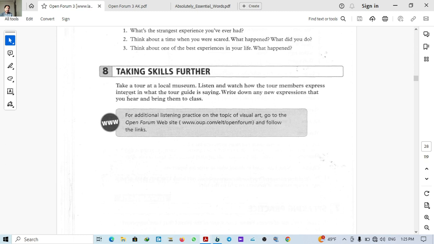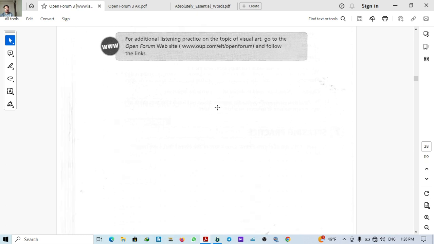Talking further. So take a tour at a local museum. This is something like you go somewhere and experience, and so listen and watch how other tour members express. So you can refer to www.oup.com and you can maybe download some more audios and listen to them.